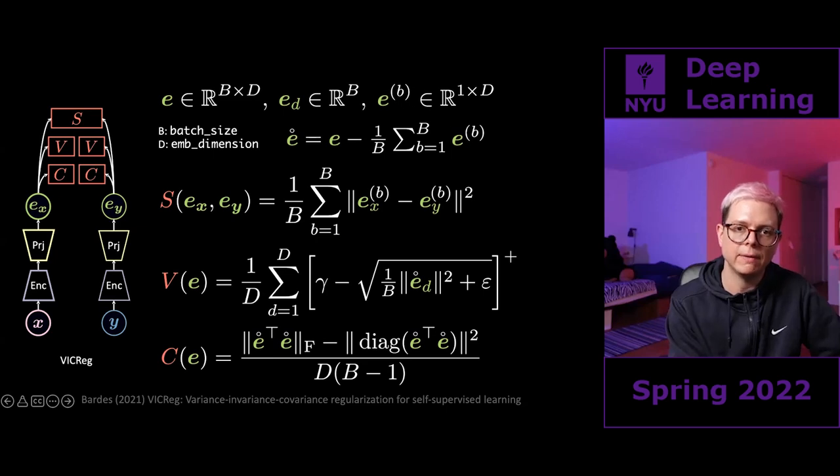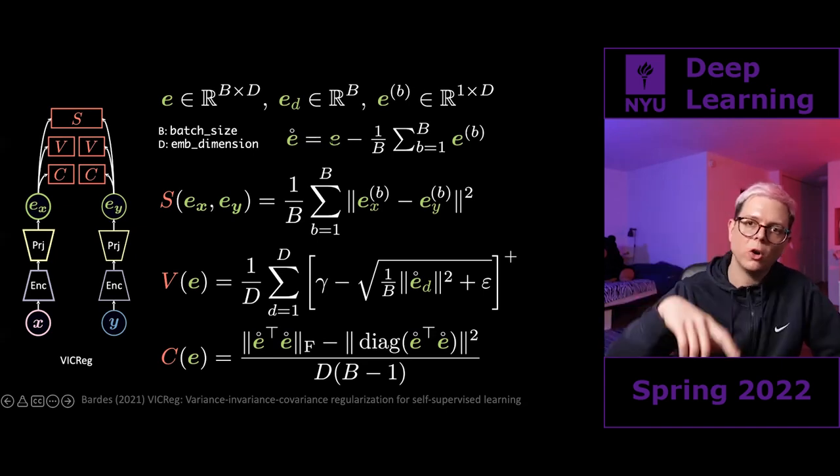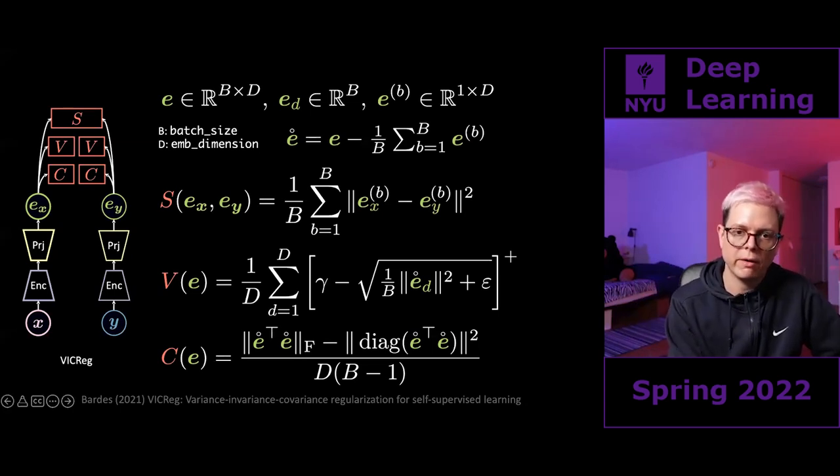E B is the given row. Here I sum all the B rows and I divide by B. So this is the average row, and I subtract the average row from my matrix such that the columns are now zero mean. Therefore, if I compute the square length of the column, you're going to get the variance.